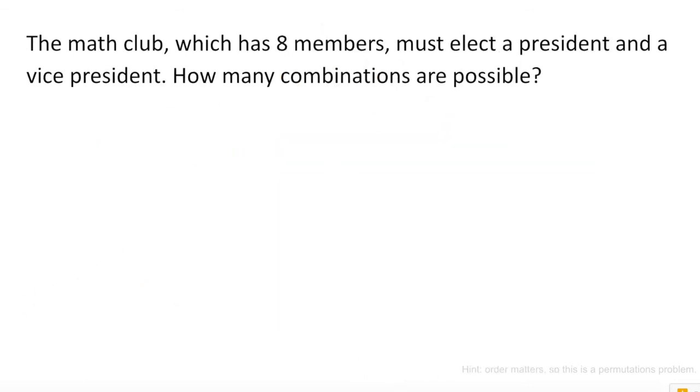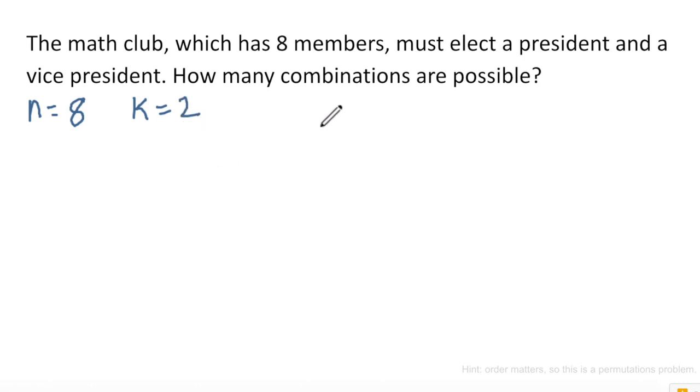And our final problem here: the math club, which has 8 members, must elect a president and a vice president. How many combinations are possible? Okay, they call it combinations, but that doesn't necessarily mean that it's combinations. So let's see, first let's figure out what n is. N is equal to the number of members here. We have a total set of 8 people, so n is 8. K is, let's see, there's a president and a vice president, so I'm going to say k is 2. Our subset size is 2.